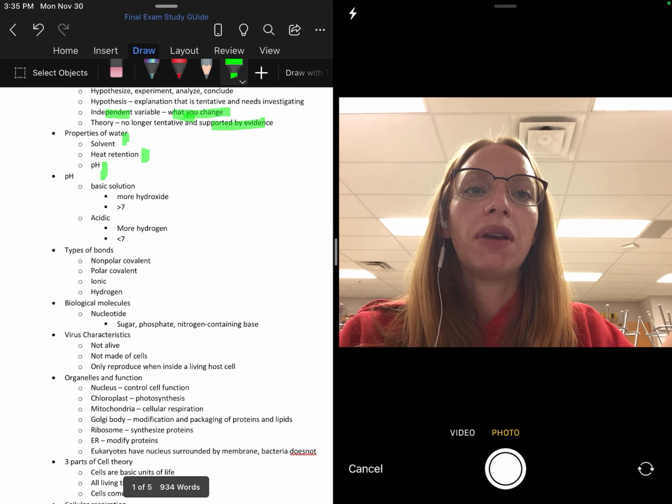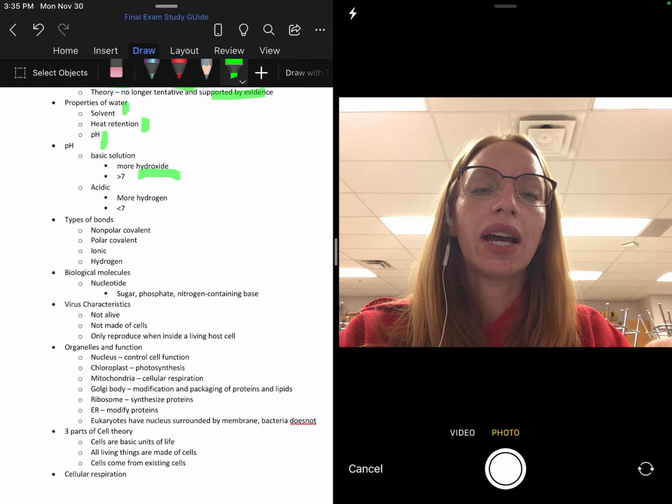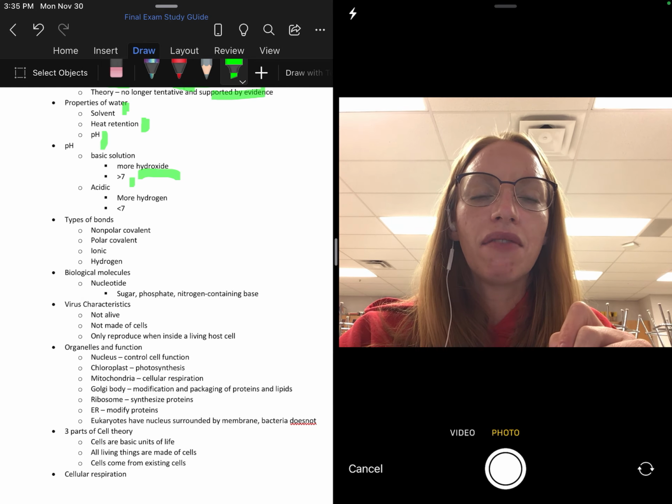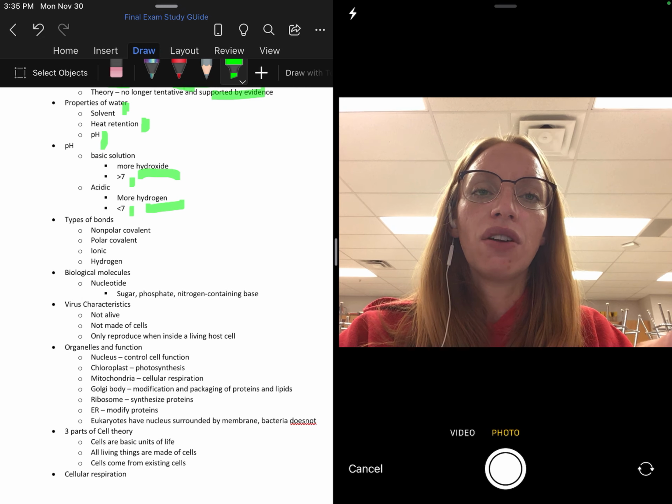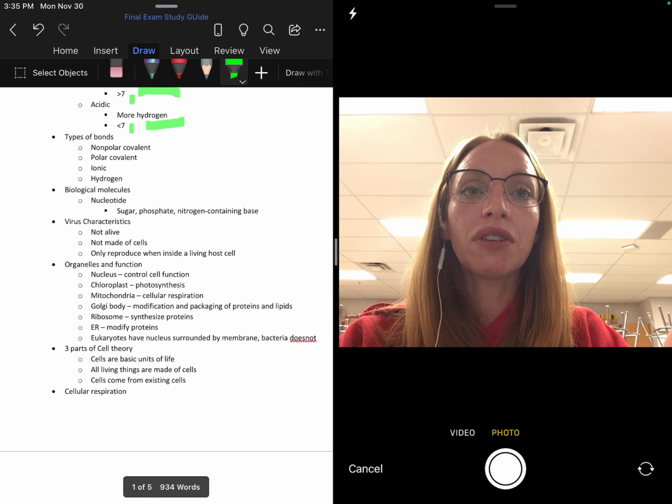pH: if you are a basic solution, that means you have more hydroxide ions and you have a pH of greater than 7. If you're an acidic solution, you have more hydrogen ions and you have a pH of less than 7. There are different types of bonds.